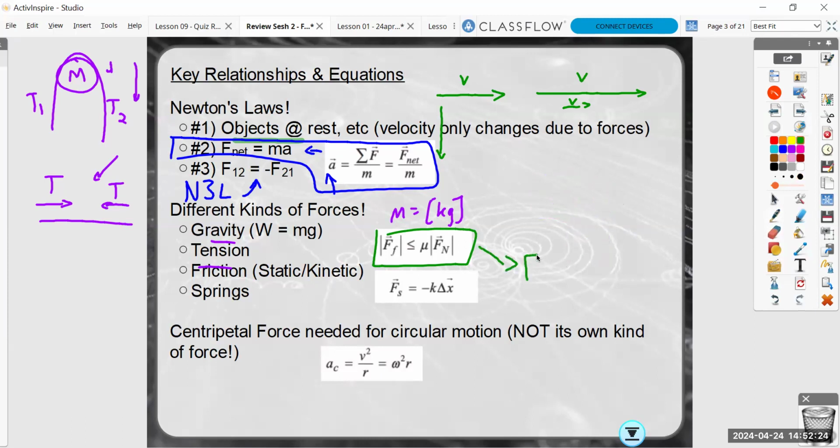Kinetic is the easy one. Kinetic is always equal to mu times the normal force. Static is the more complicated one, where it maxes out at mu times the normal force. A lot of times you'll have questions that are about static friction, but secretly they want you to do stuff where your static friction is maxed out. And we'll take a look at that.